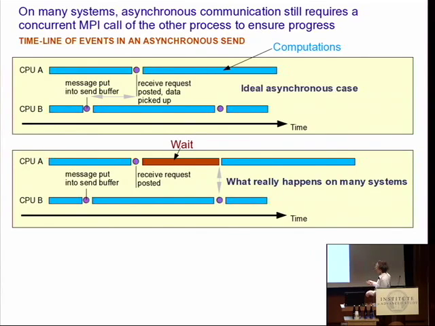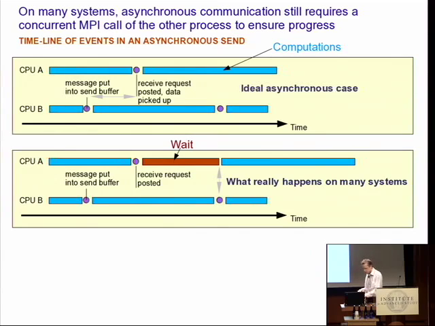B now does calculations, and A is at some point finished and ready to pick up the message. But the message is still not picked up because B is not ready to send. It's doing calculations at this point. So A will wait until B the next time calls the MPI library, and then this is finally exchanged. That's basically what happens on almost all the MPI libraries I tried.